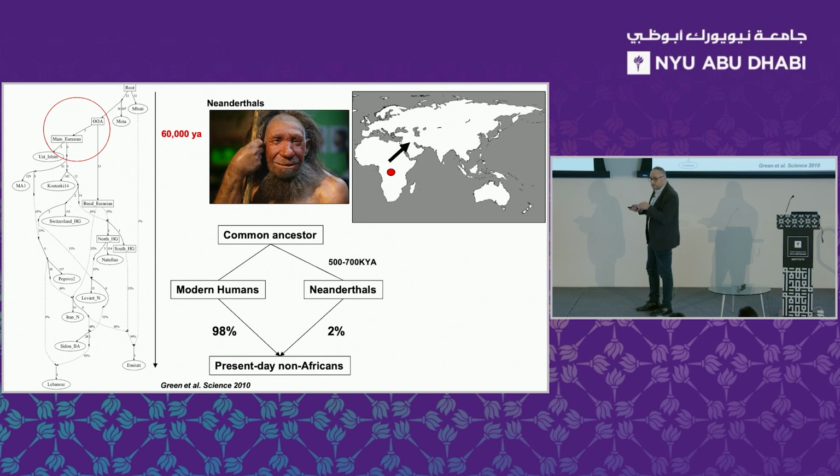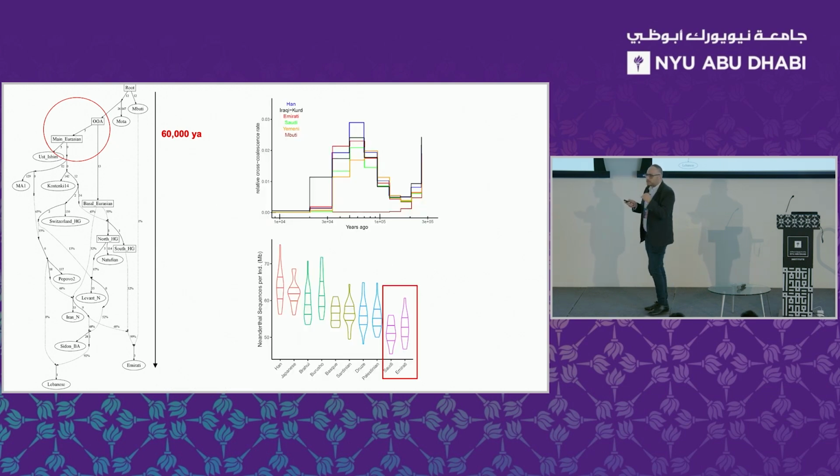This is not our study, by the way. I'm citing this study from 2010. However, what we found is that Middle Easterners also have this Neanderthal ancestry. However, Middle Easterners have the least amount of Neanderthal ancestry among all human populations.